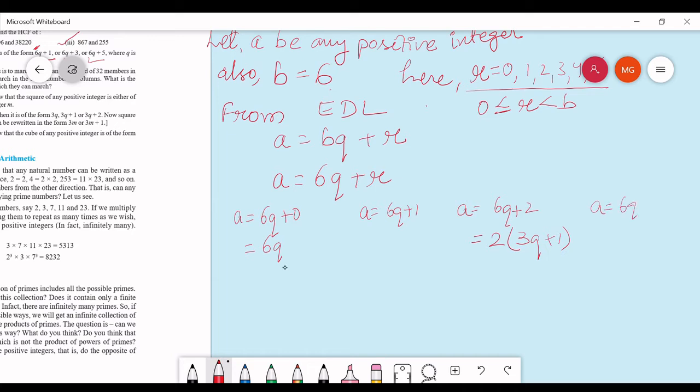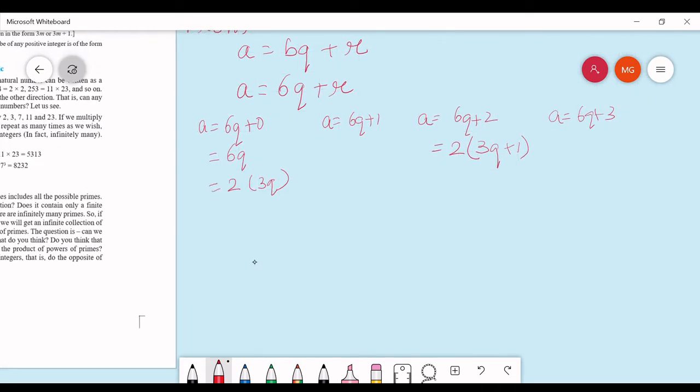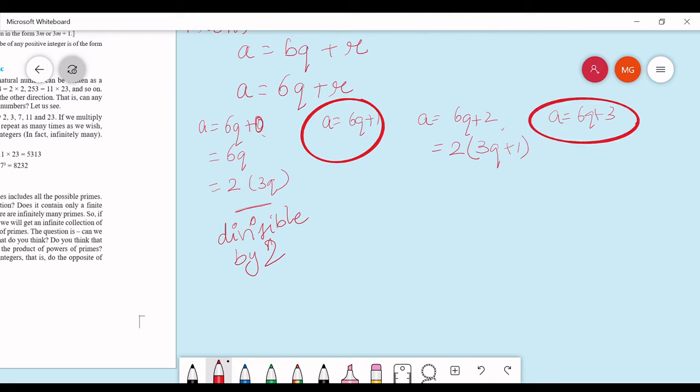A is equals to 6q plus 3, right? Okay, now this can also be written as 2 times of 3q. So from this it is very much clear that when the value of this remainder is either 0, 2, 4, we get this even. How? Because these are divisible by 2. But can you divide this? No. Can you divide this? No. Also, okay, just take all the values.